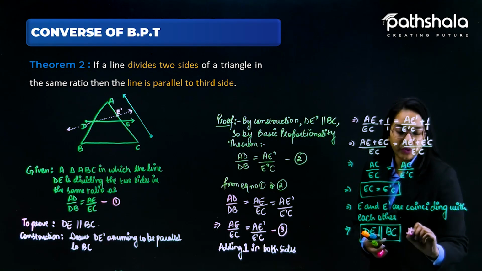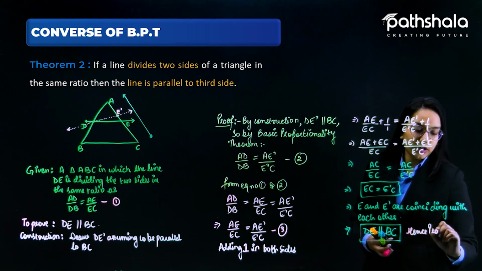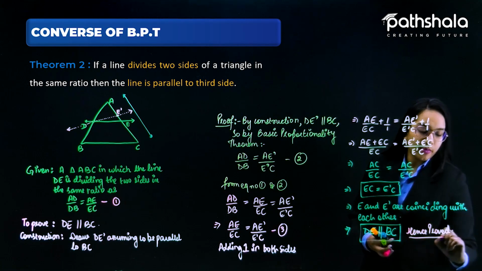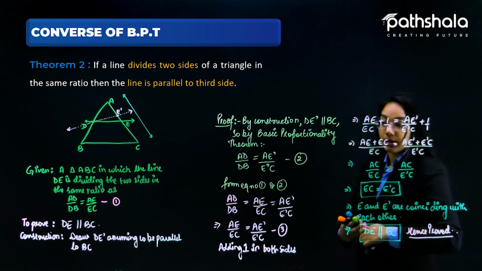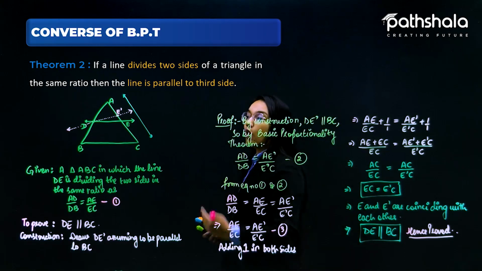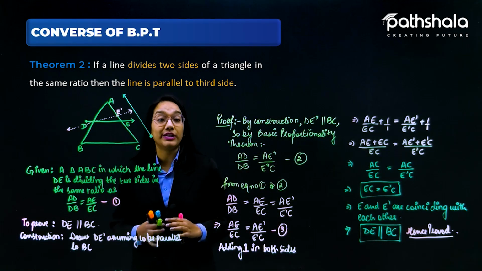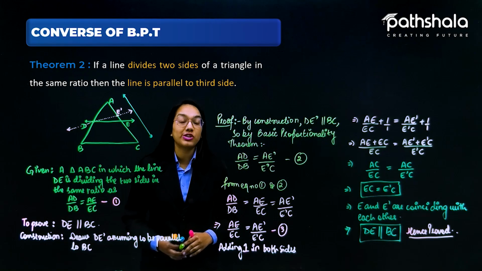Hence proved. This is the proof of the theorem, which is called the converse of the basic proportionality theorem. I hope all the steps related to this theorem are clear to you.